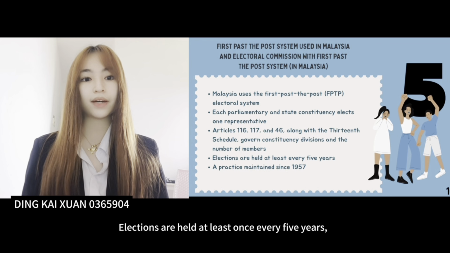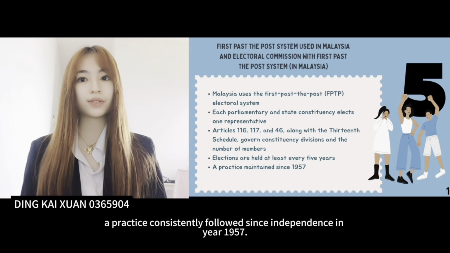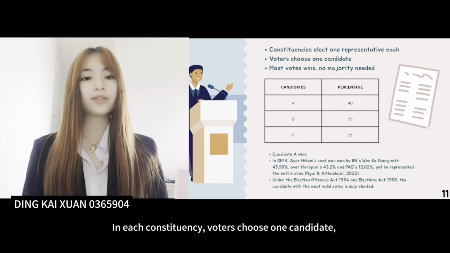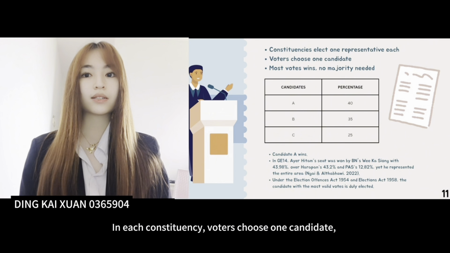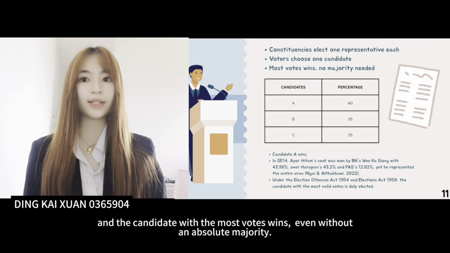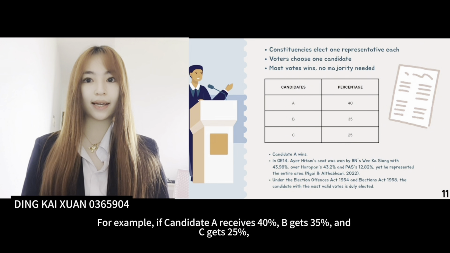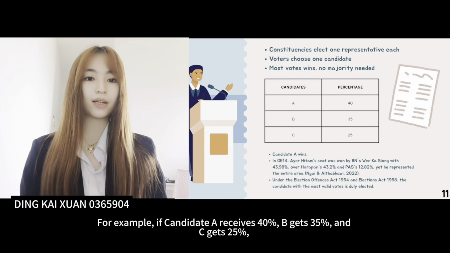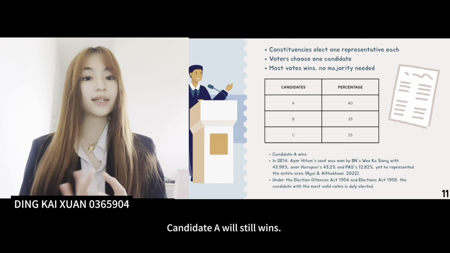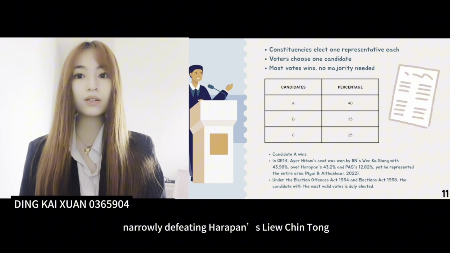Elections are held at least once every 5 years, a practice consistently followed since independence in 1957. In each constituency, the voters choose one candidate, and the candidate with the most votes wins, even without an absolute majority. For example, if candidate A received 40%, B got 35% and C got 25%, candidate A will still win, narrowly defeating Harapan's Liu Qingdong.